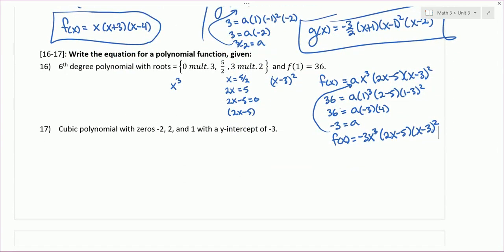17. We want a cubic polynomial with zeros -2, 2, and 1. So if those are the zeros, our factors will be x plus 2, x minus 2, and x minus 1. So let's call this g of x equals, and we're not sure what the leading coefficient is, but it's got a y-intercept of -3. That means it goes through the point 0, -3. So if I plug in 0 for x, I get -3 for y.